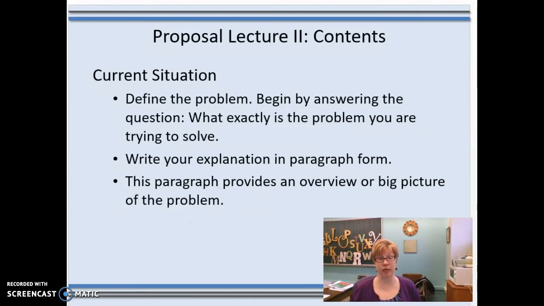Okay, so a little bit more detail about the current situation. Define what it is. What exactly is the problem you are trying to solve? What is the need that is there? What is the current protocol that's in place that doesn't meet the needs of the people using it? You're going to write this in paragraph form. It's big picture. You're not going to necessarily get into too much detail because really the project plan for solution is the much bigger issue. You just have to prove there's actually a need.